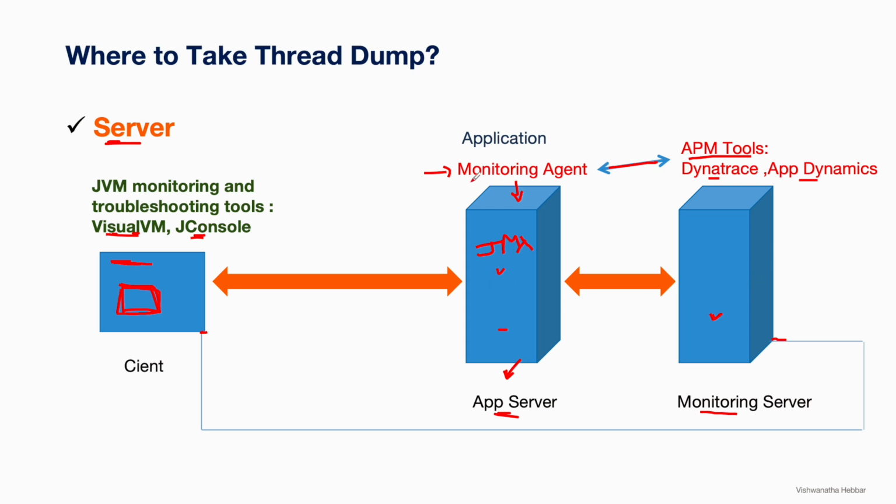In this case, you need to install a monitoring agent on the application server, and you need to install these tools on the monitoring server, and thread dump details stored on the monitoring server can be accessed using the URL, and it will display in the dashboard format here in the client. So these tools are not free tools. These APM tools, Dynatrace and AppDynamics, are paid tools. They are not free. We need to pay and get the license.